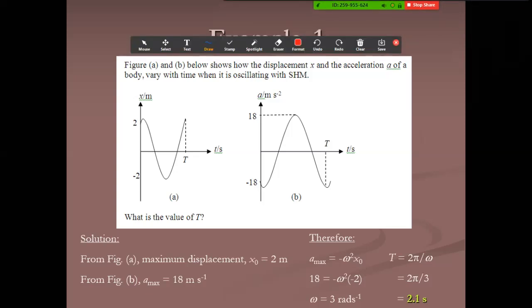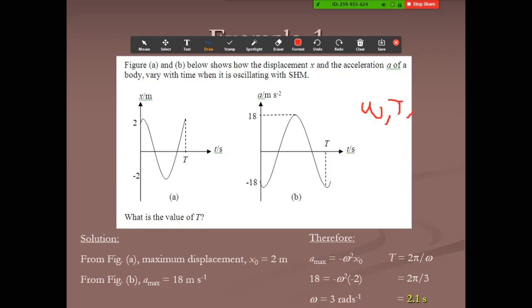Remember omega, T, and frequency: when you know one, you can get the other two.